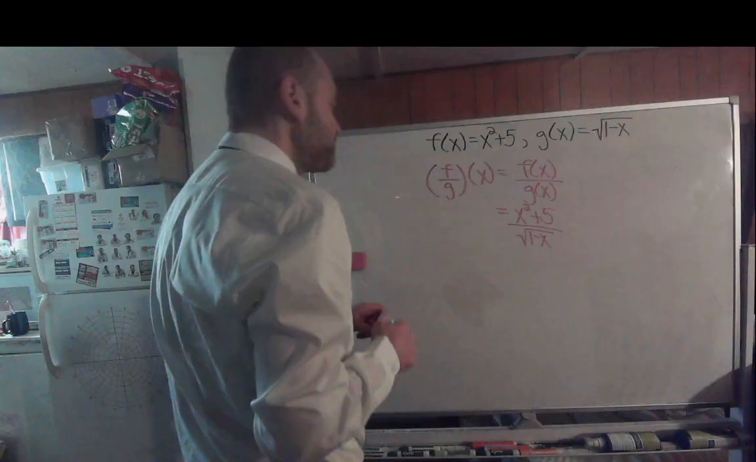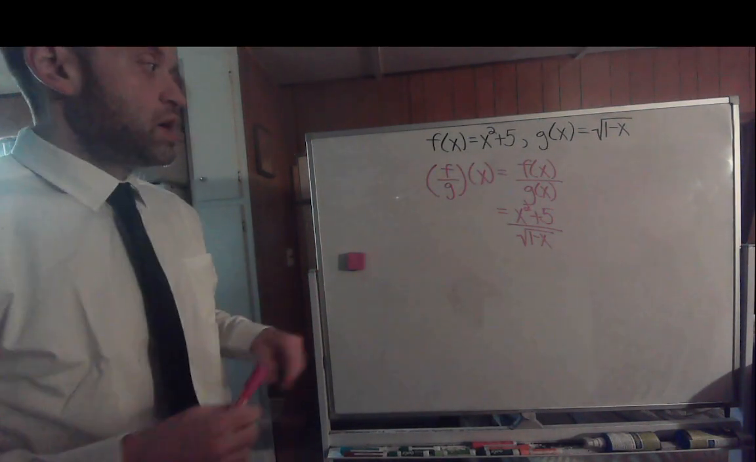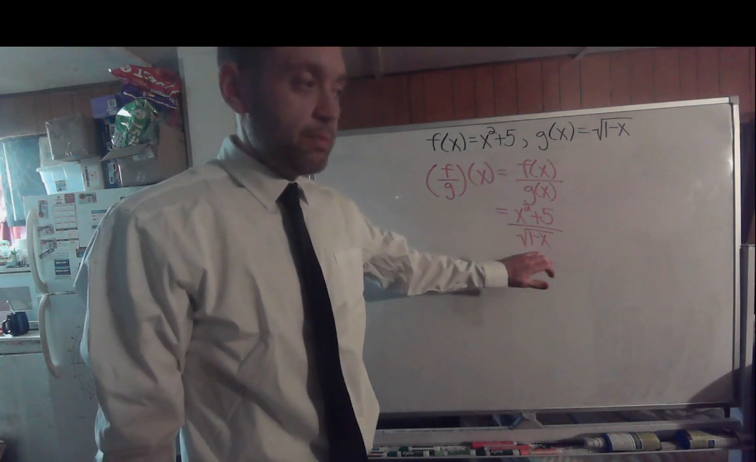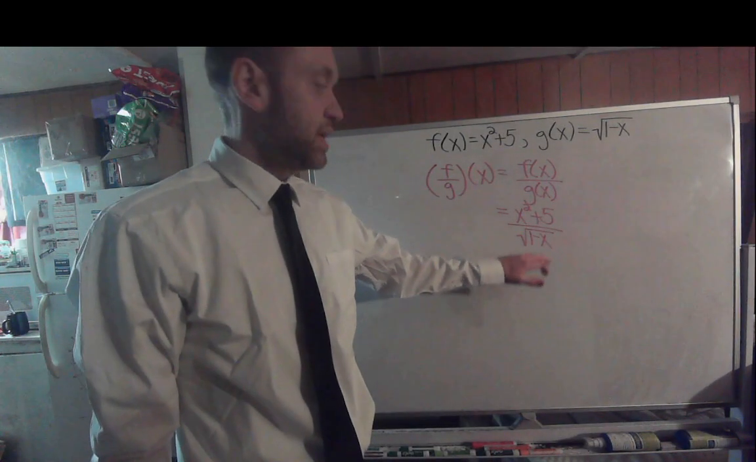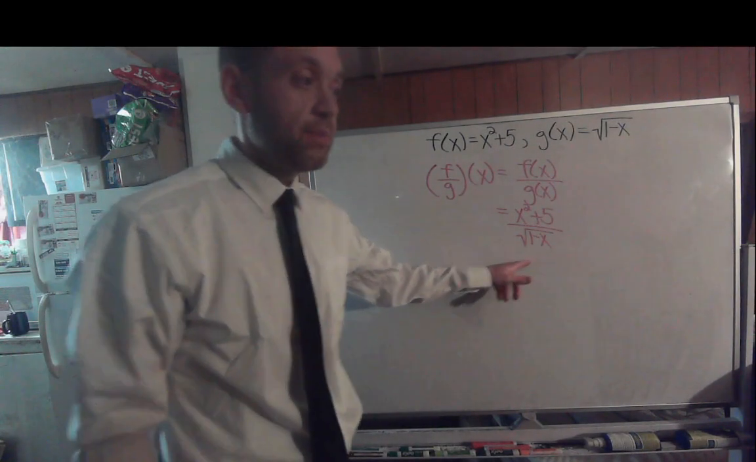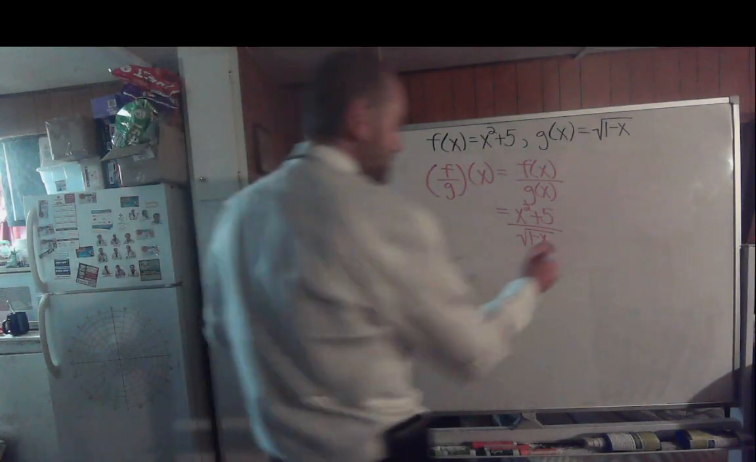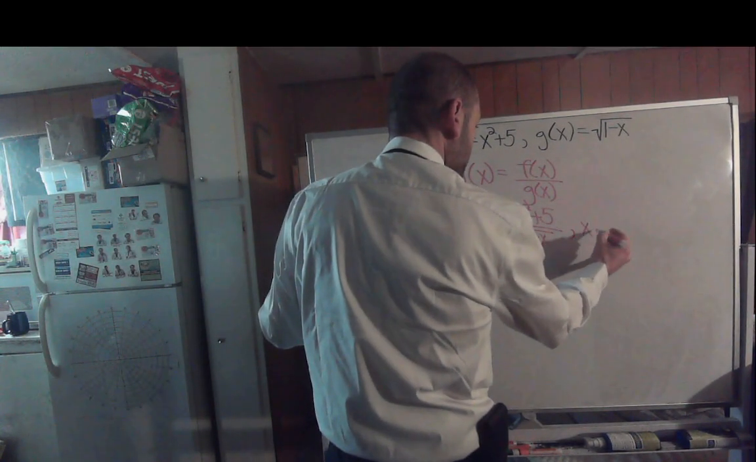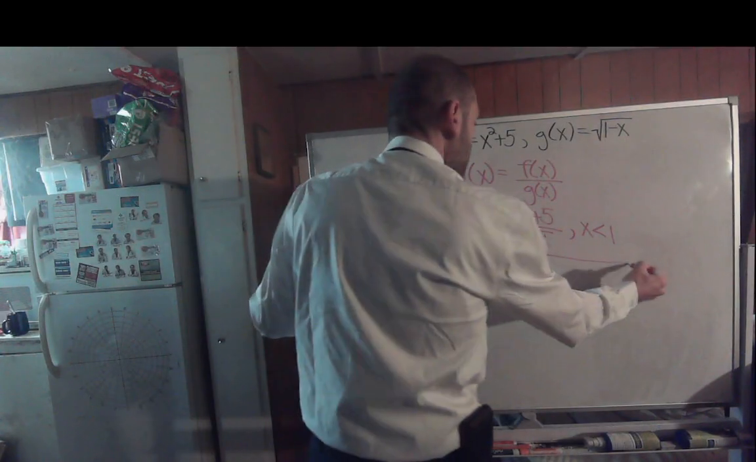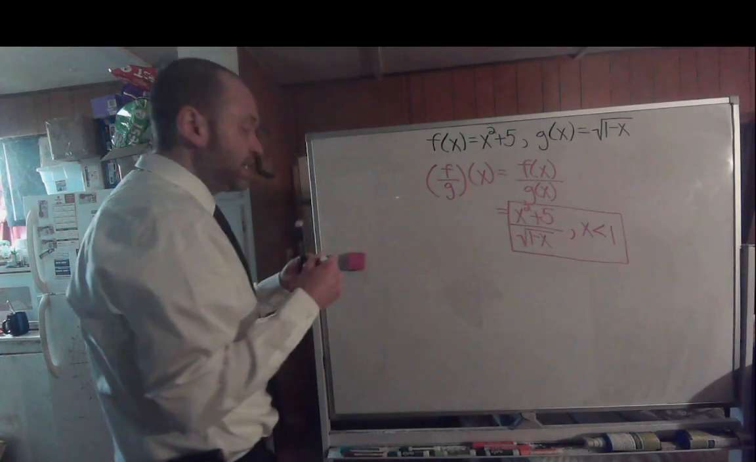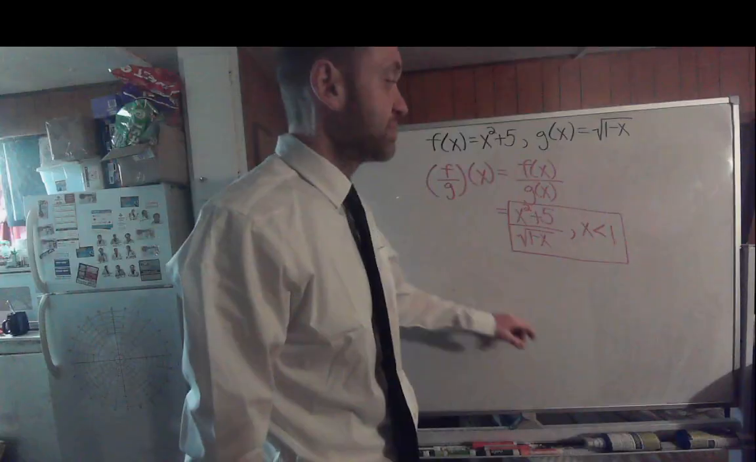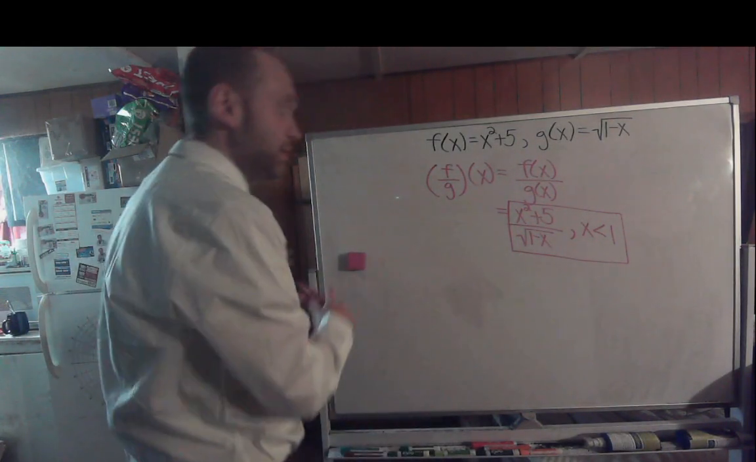Now, here's the thing. It's true that we want to have in the denominator, because you have a radical, you don't want it to be a negative number. But it also can't equal 0 because 0 in the denominator is undefined. So in this case, your domain is literally just x is less than 1. So f divided by g of x is x squared plus 5 over the square root of 1 minus x, provided that x is less than 1.